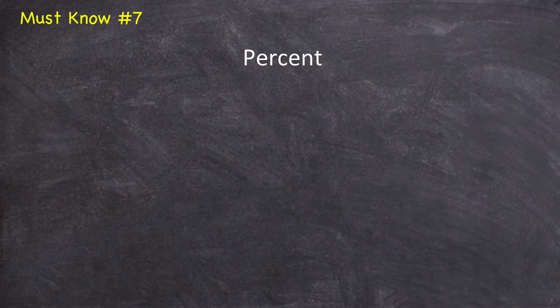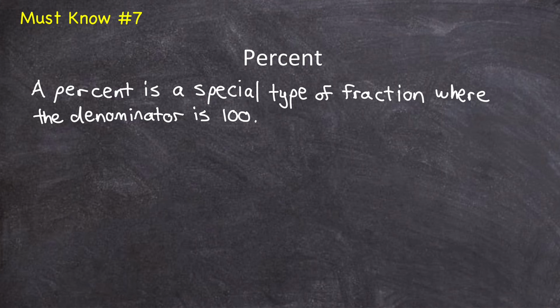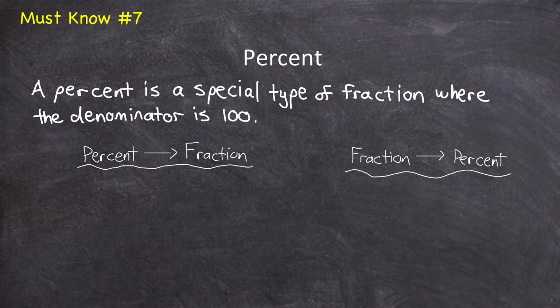Must know number 7: Percent. A percent is a special type of fraction where the denominator is 100. And the percent symbol just means parts per 100. So let me show you how we can convert a percent into a fraction and vice versa, a fraction into a percent. Let's start by turning a percent into a fraction.